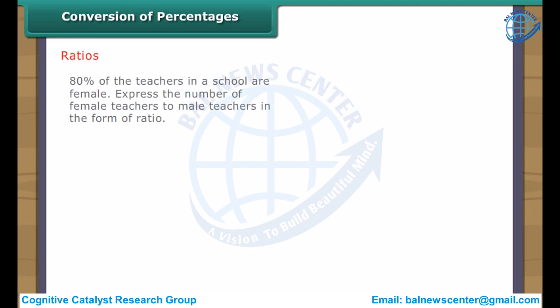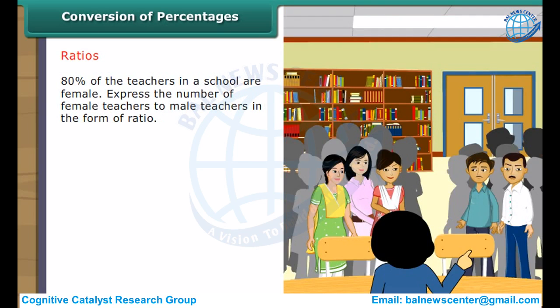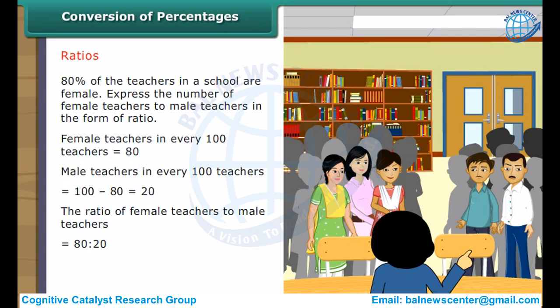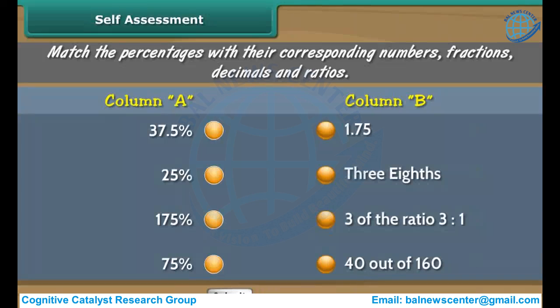Ratios. 80% of the teachers in a school are female. Express the number of female teachers to male teachers in the form of ratio. Female teachers in every 100 teachers is equal to 80. Male teachers in every 100 teachers is equal to 100 minus 80, which is equal to 20. The ratio of female teachers to male teachers is equal to 80:20, which is equal to 8:2, which equals 4:1.